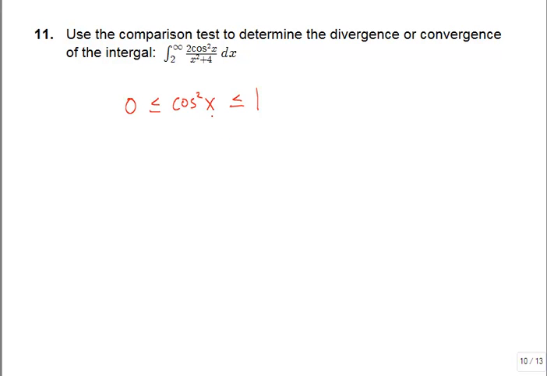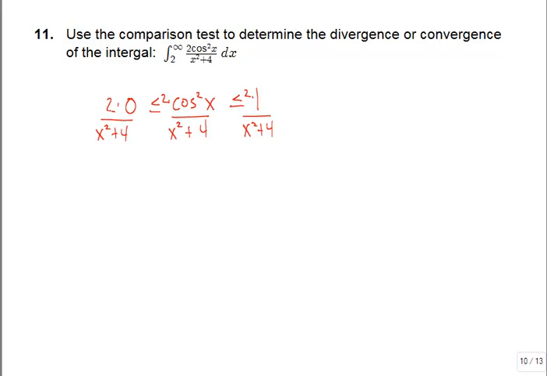So cosine squared of x is bounded between 0 and 1, which means if I multiply everything here by positive 2, that doesn't change the direction of the inequalities because we're multiplying through by a positive. And if I divide through by x squared plus 4, that does not flip any of my inequalities either because x squared is positive, and when I add 4 to that, that's going to stay positive. So I'm dividing by a positive value.